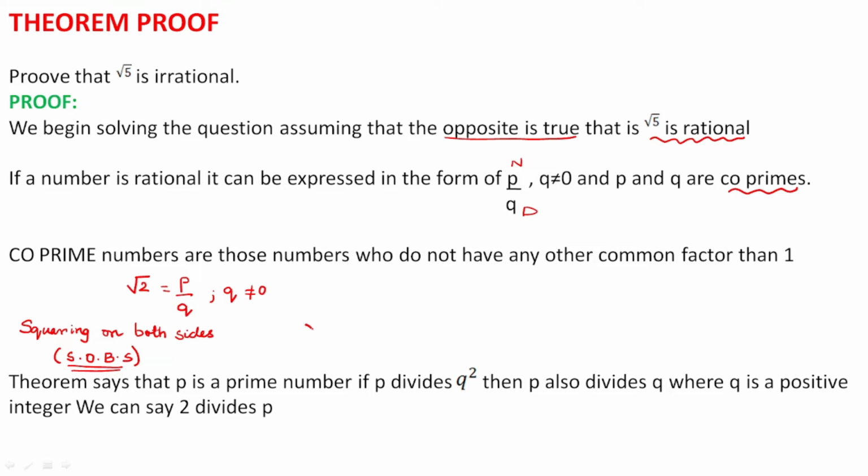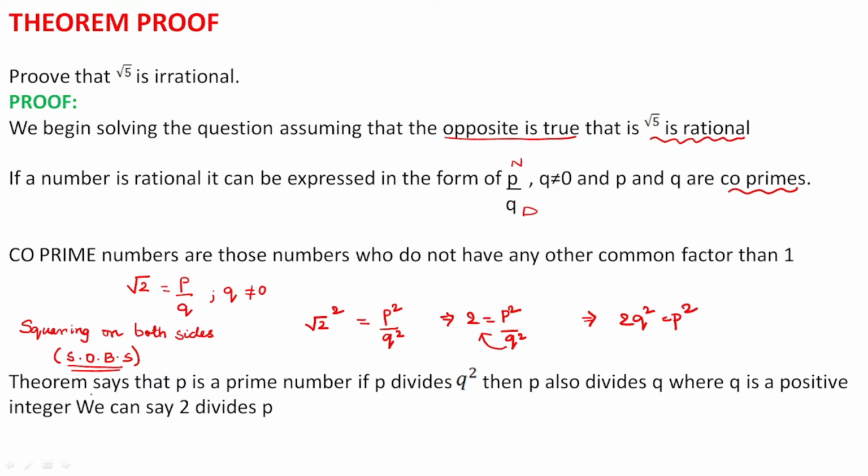So root 5 square equals P square by Q square. This implies that 5 equals P square by Q square, because root 5 multiplied by root 5 is 5. Now upon transposing this Q square in the denominator to the numerator on the other side, it becomes 5Q square equals P square.